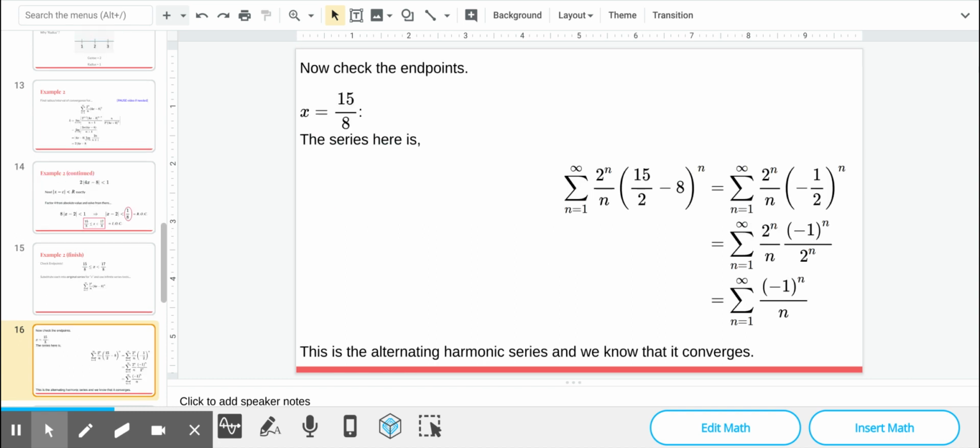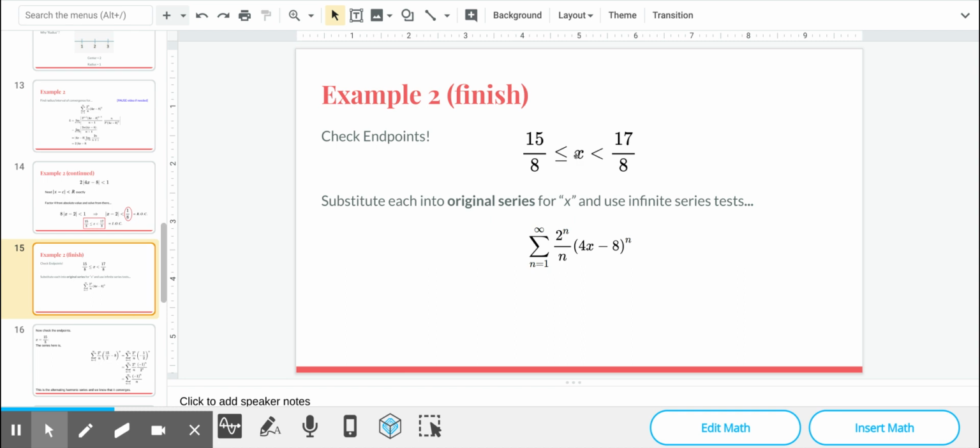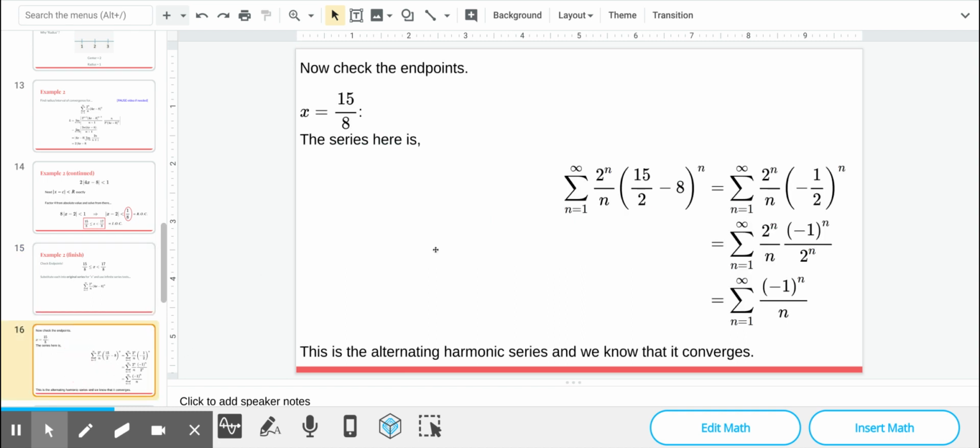Again, pause the video if you need to work through this on your own, or just take a couple more minutes on it. When I plug in x equals 15/8, this is what it simplifies all the way to. And this one's really nice because it simplifies all the way down to the alternating harmonic series, which I know converges, which is why, if I go back one slide, this is less than or equal to, because at 15/8 it actually does converge. Okay, so again, pause it if you need to work through why all that happens. Let me know if you have questions.